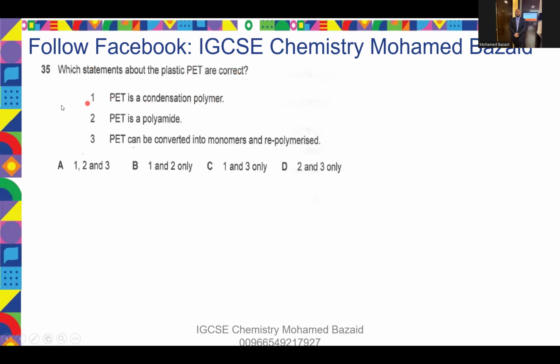Which statements about the plastic PET are correct? PET is a condensation polymer. Yes, this is condensation polymerization. PET is a polyamide? No. PET is a polyester. PET can be converted into the monomers and re-polymerized. Yes. So 1 and 3, I mean letter C is correct.